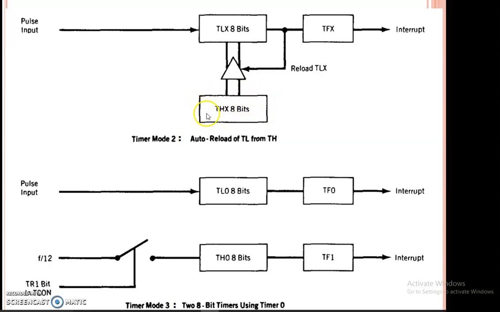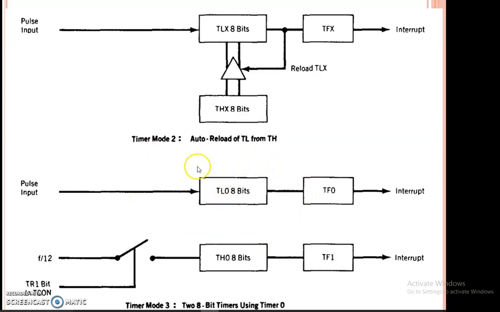First load the 8-bit number into TH1 or TH0. Then run the timer. The number is loaded into the lower byte and it will count up. Whenever it reaches all zeros, it will generate the interrupt. So remember, the auto reload mode timer is nothing but only an 8-bit timer, and that too you have to use the higher byte in your program.